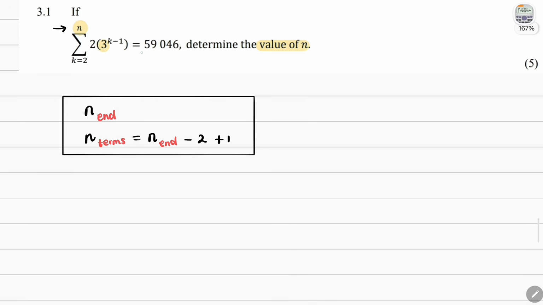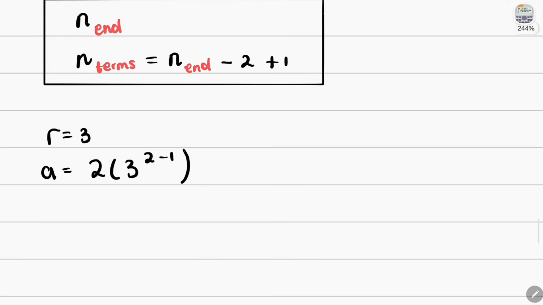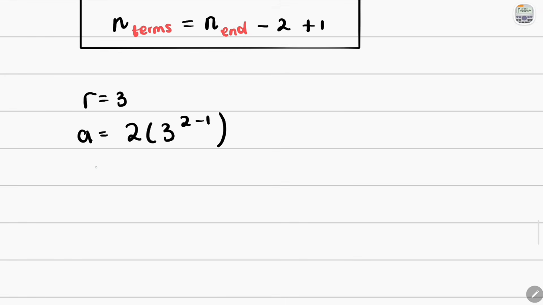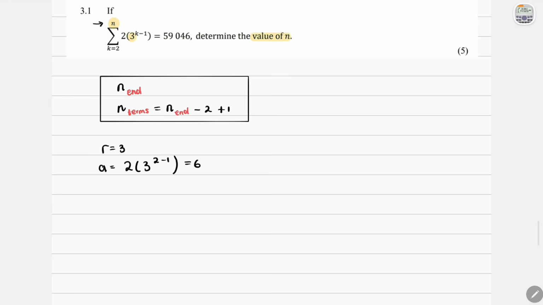Now, in order to find this, they told us the sum of the series. So we're going to use the sum. Okay, we can clearly see that r is equal to 3. And what is a? A is the first term. So we will find a as a result of substituting this first value, k equals 2, into this formula. So we'll say 2 times 3 raised to the power of 2 minus 1. And so that's going to be 2 minus 1 is 1, and then 2 times 3, which is 6. So we know now that a is equal to 6. Okay, so we have r, we have a, and we can find this.